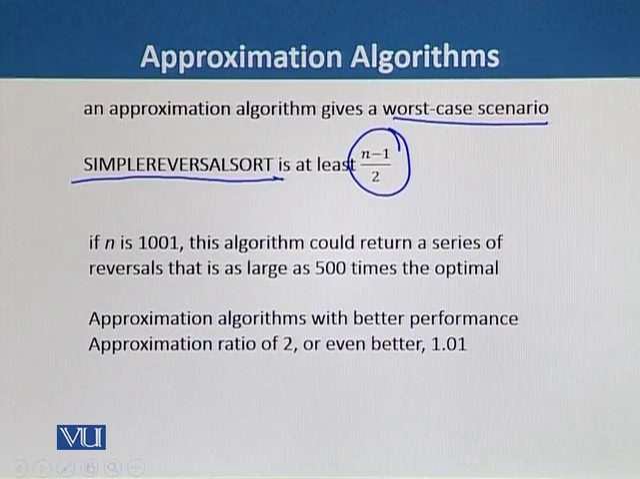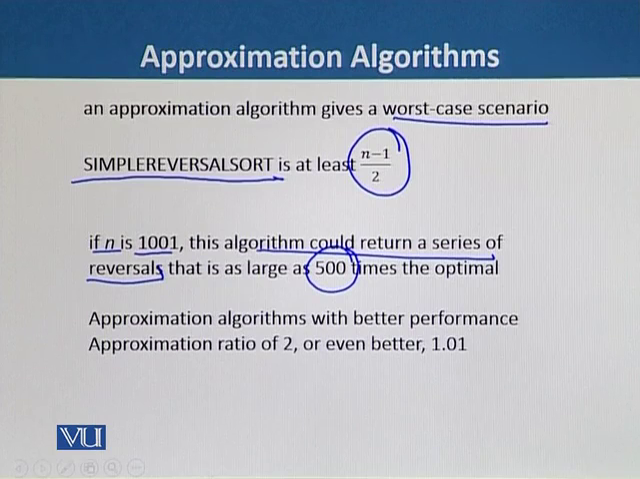So a biologist has no guarantee that this algorithm comes anywhere close to the correct solution. For example, if n is 1001, then this algorithm could return a series of reversals that is as large as 500 times the optimal solution.